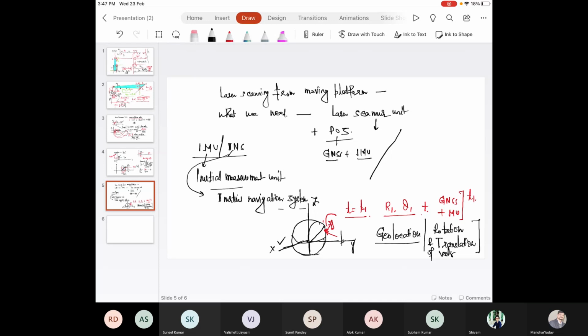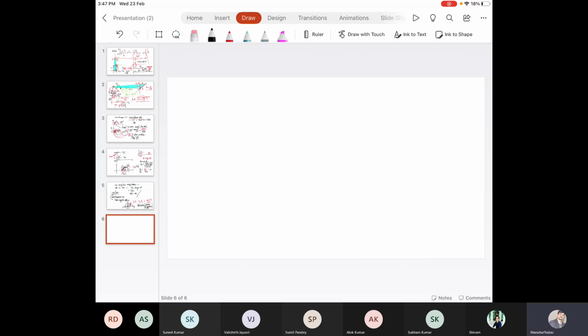So we'll start discussing the translation of vector first. It's not translation. First we'll start with the rotation, then we'll come to translation. Rotation of vector.